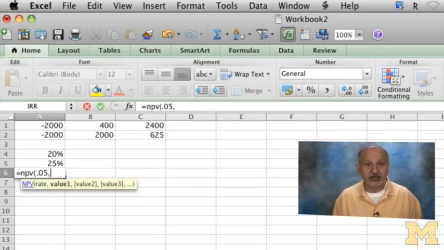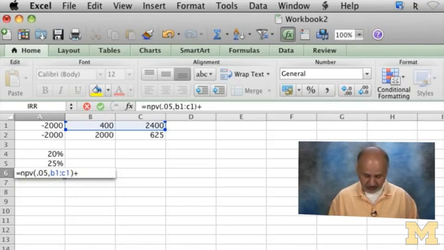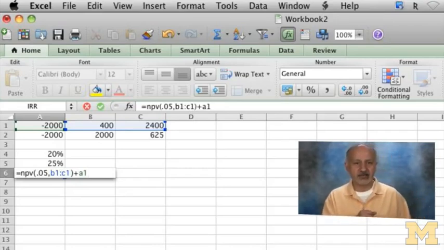So what after that? After that, it's asking for values. Now, remember, don't give value 0 for NPV. That's a little quirk. So what do you do? You do B1 colon C1, right? Everybody okay? B1, C1, no A1. But then you have to remember that you need A1 to do this project. And I've said plus because A1 is already a negative thing.